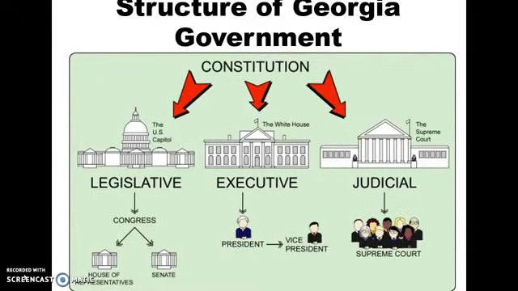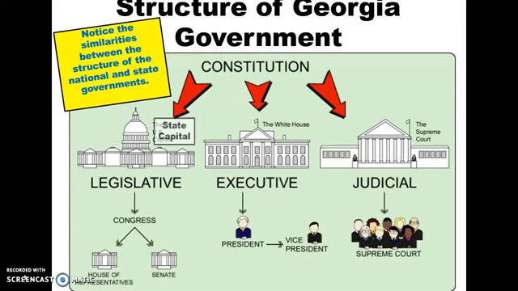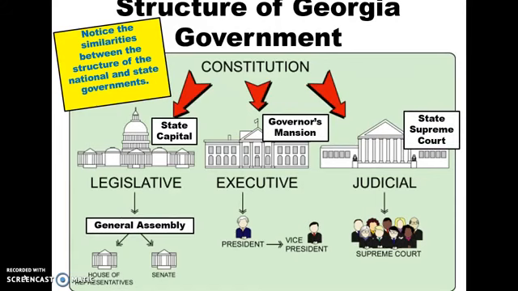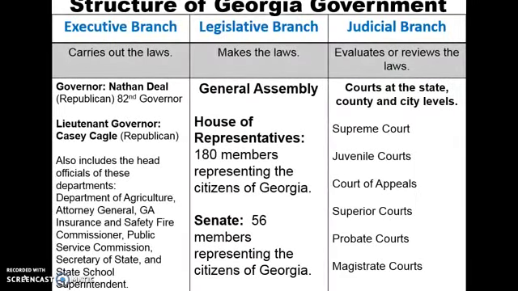Now, how does Georgia's government look different? Instead of the U.S. Capitol, it's the state capitol. We are still bicameral with a House of Representatives and a Senate. The governor's mansion instead of the White House. We call our legislative branch the General Assembly. We have a governor and a lieutenant governor, so very similar to the president and vice president. And then we still have the state Supreme Court. Now, our current governor is Nathan Deal, and our current lieutenant governor is Casey Cagle.